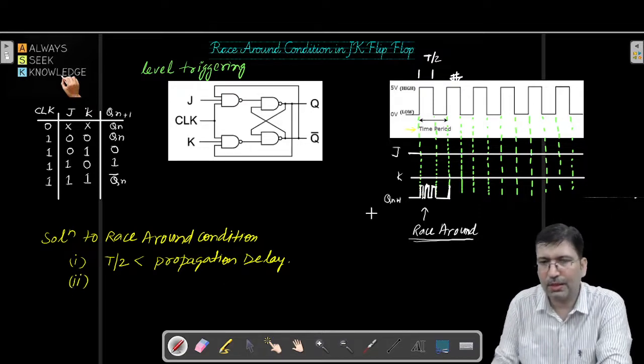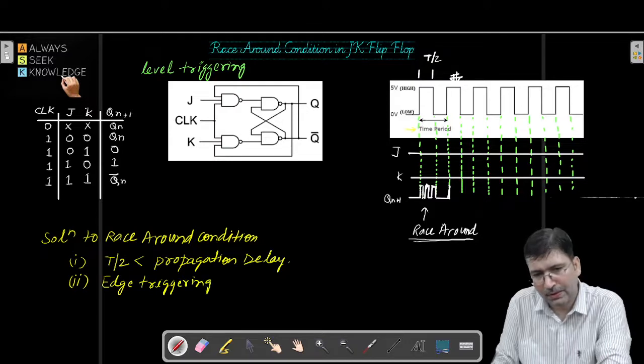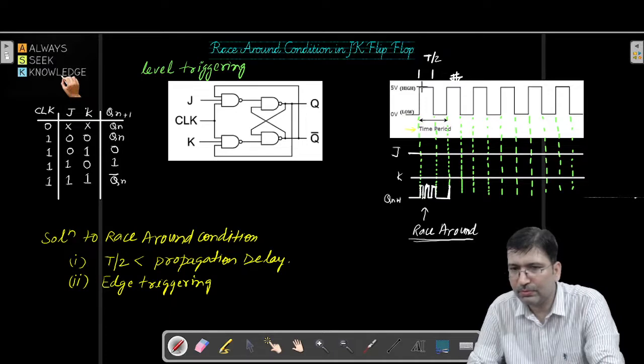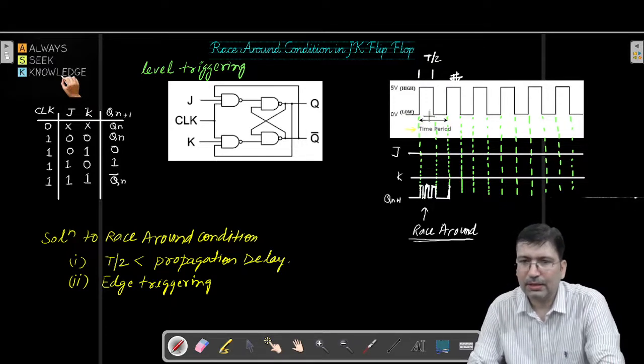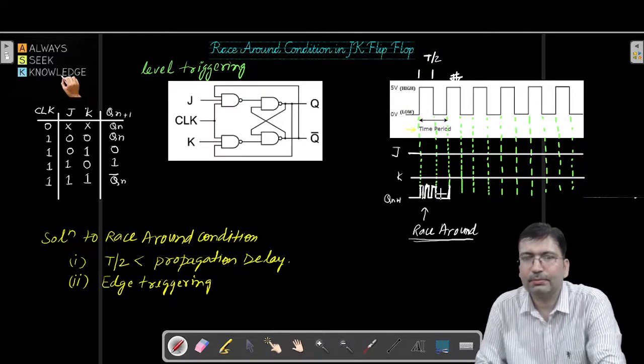The second case is we can use, rather than level triggering, edge triggering. So in edge triggering, because this pulse will become high, the scenario will not be like that, so this one will not keep on setting as 1. Again it will reflect 1 here. So either positive edge triggering or negative edge triggering we can use, but in that case race around condition will not occur, right?